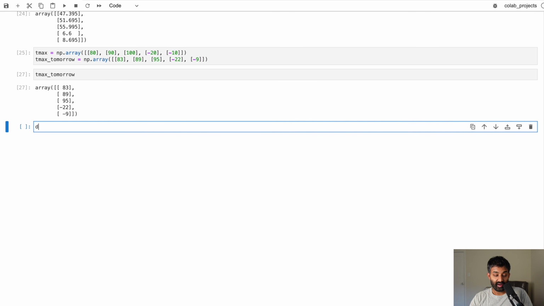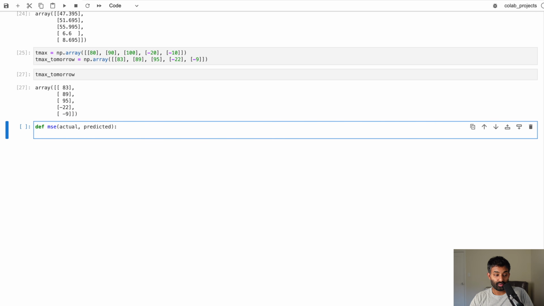So we can define our MSE function again. So I did this. I'm just going to show you what it looks like again. It's just the actual value minus the predicted value squared.